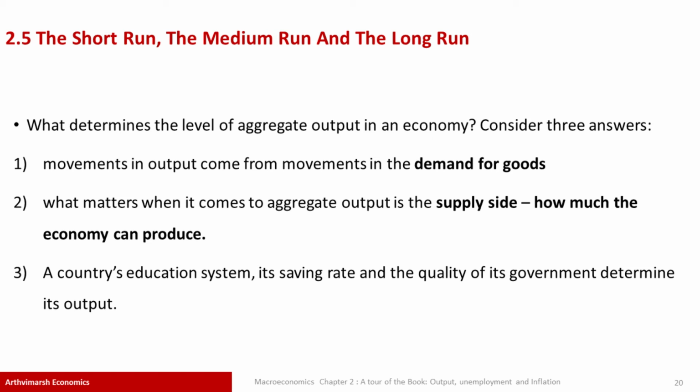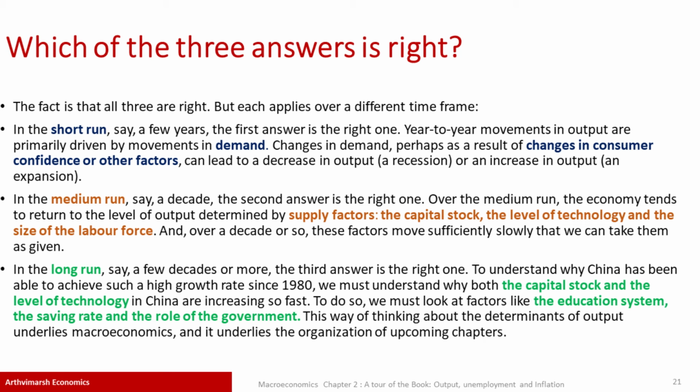Movement in output comes from movement in demand for goods. Then what matters when it comes to aggregate output is the supply side, that is how much an economy can produce, which again makes sense. Then finally, a country's education system, its saving rate, and the quality of its government determine its output, the way they are going to approach their policies. Now all these three explanations sound intuitively correct, right? But each applies over a different time frame.